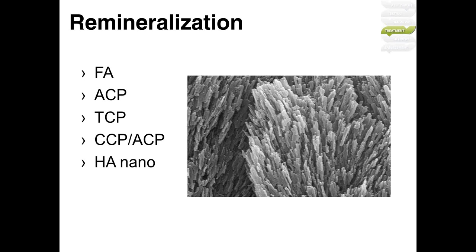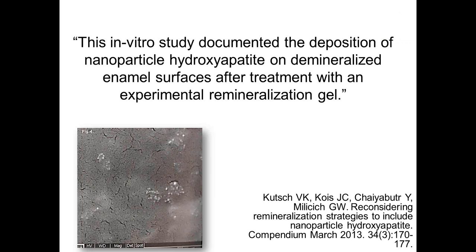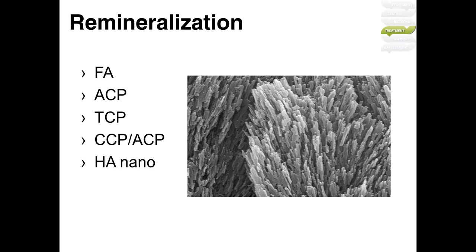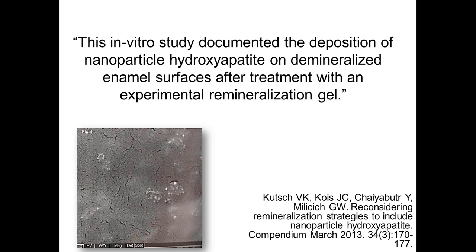But if we want to add something, calcium phosphate, to that, the saliva is already supersaturated with fluorapatite and hydroxyapatite nanocrystals. But we also have amorphous calcium phosphate, tricalcium phosphate, casein phosphopeptides, that should be CPP, and amorphous calcium phosphate. And then we've got nanoparticles of hydroxyapatite. This is an SEM, high resolution, of enamel rods. You can see these little crystallites, little nanoparticles. They are like the Lego building blocks of enamel.